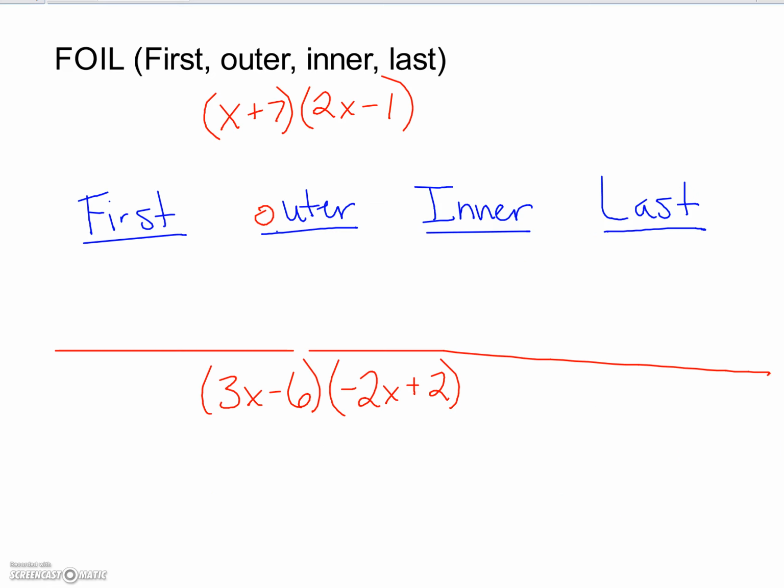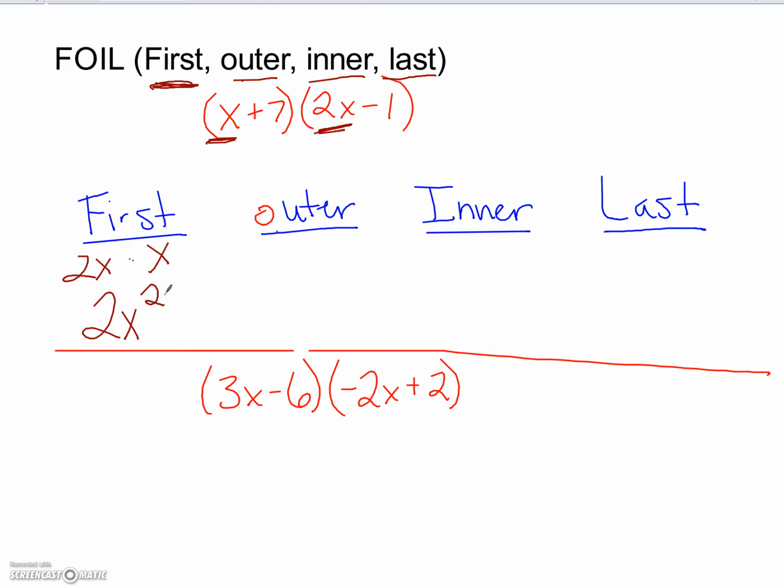Alright, last one, and my favorite, is called the FOIL method, which stands for first, outer, inner, last. So what that means is, I'm going to use a different color for each one. So first, let's start there. First means the first term, you multiply the first term in each by each other. So you do 2x times x, which would give me 2x squared.